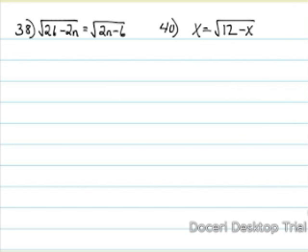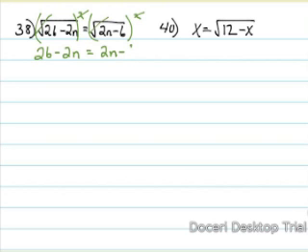38. Our radicals, there's 2 of them this time, so we want to make sure that they're by themselves. There's nothing with either of those, so we want to square both sides. The square root and the square cancel, and we end up with 26 minus 2n. On the other side, the square root and the square cancel, and you end up with 2n minus 6.